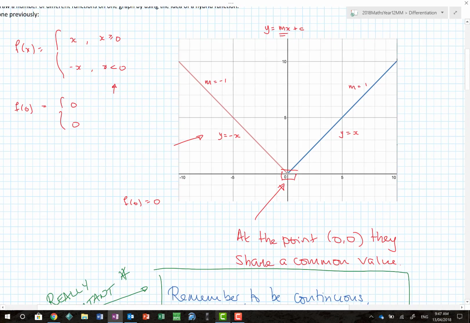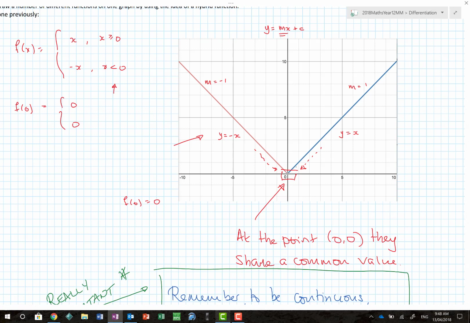So basically, to be continuous, it just means that as you get closer and closer to here, and as you get closer and closer to here, and you look at your y values, are the y values converging at the same point? Are they getting closer and closer to 0, depending on which side of the line you come from?